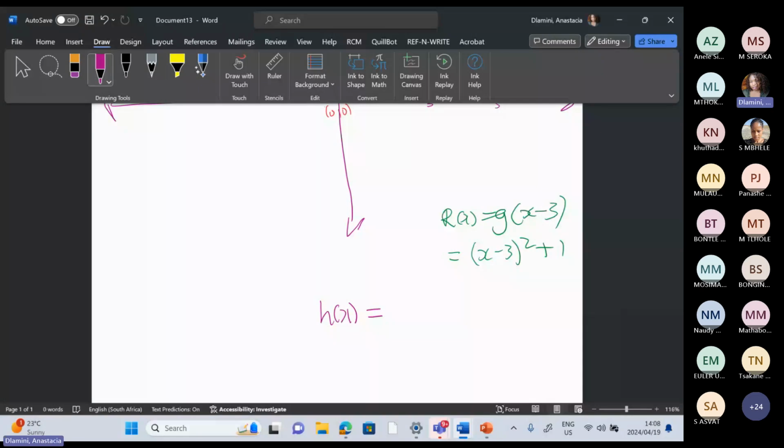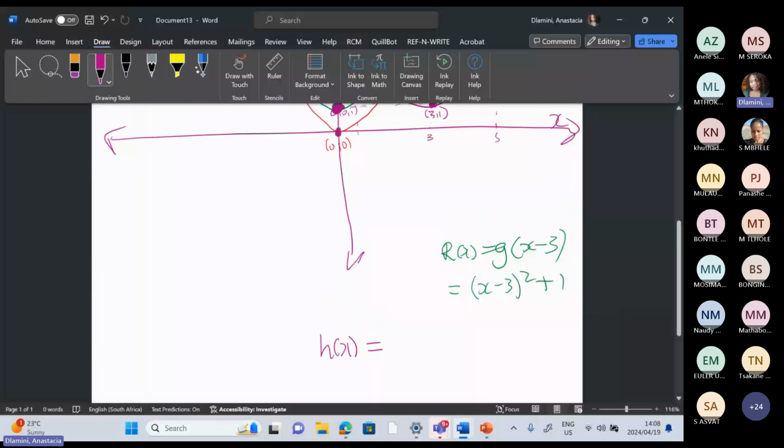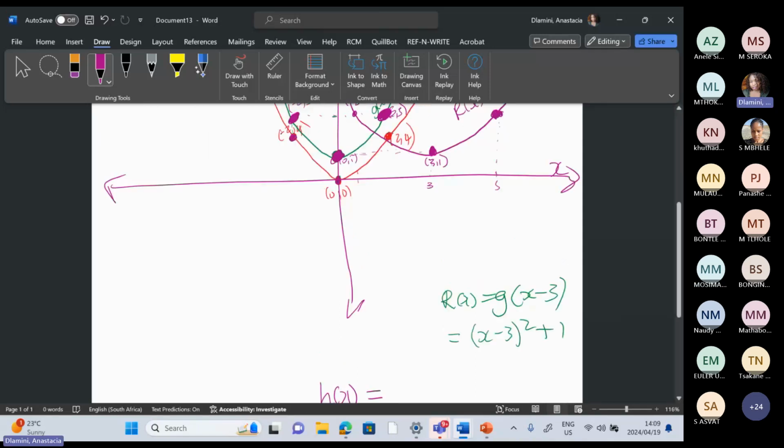So then when you multiply by 2 outside here, what do you do? Multiply by -2. Guys, we can't multiply by -2. We add by 2. You know why I'm saying that? Because you need to take it step by step. So what do you do?